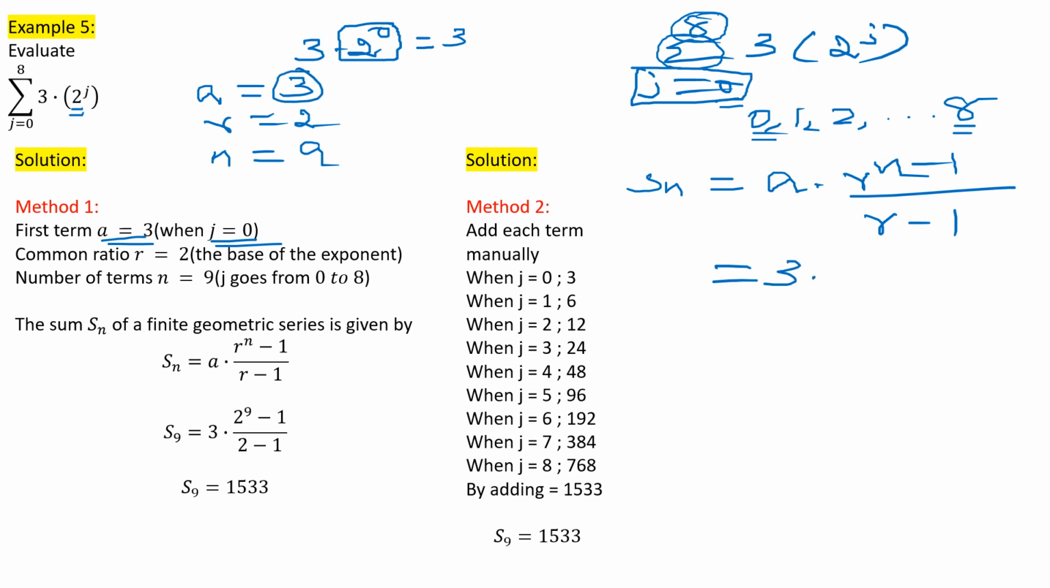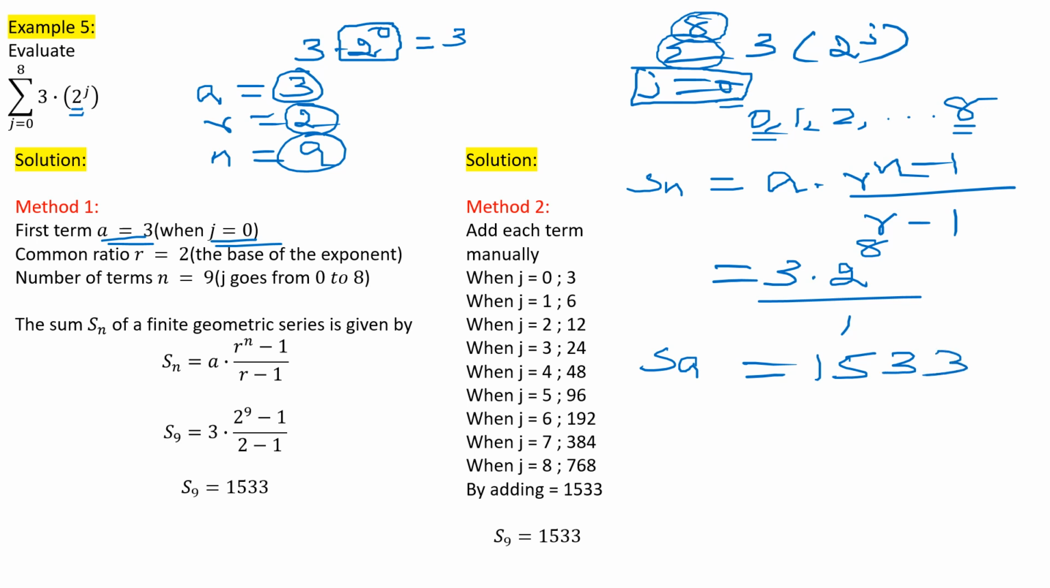R is the common ratio, which is 2. What is n? Number of terms, which is 9. So 9 minus 1 will give you 8. Divide by r minus 1. So 2 minus 1 will give you 1. By simplifying this, you will come to know S9 is equal to 1533. So this is one of the methods.